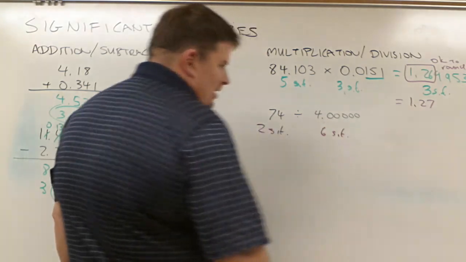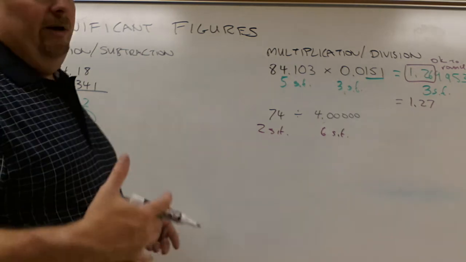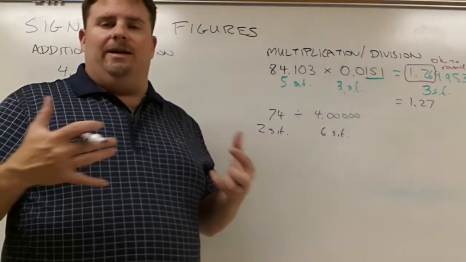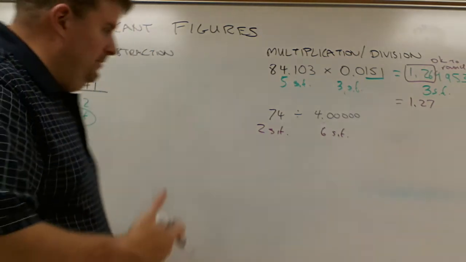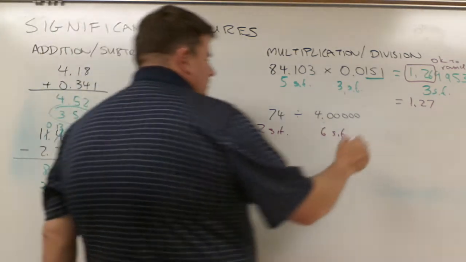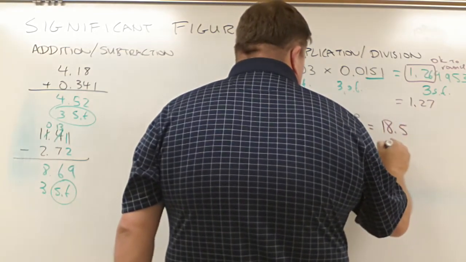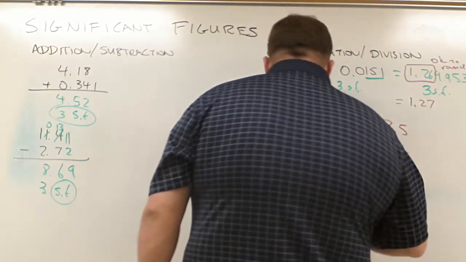How many sig figs should I have at the end? And this is one of those terrible situations where you look at it and say, well, all those zeros, it would be great to keep all those significant values, but the truth of the matter is I can't keep them. So when I plug this into a calculator, I get 18.5, which is 3 significant figures. And it's wrong.